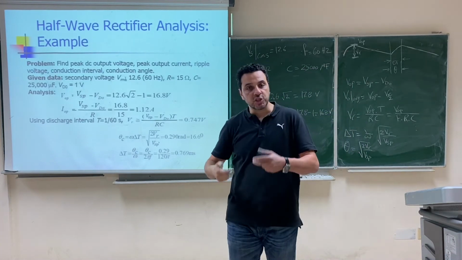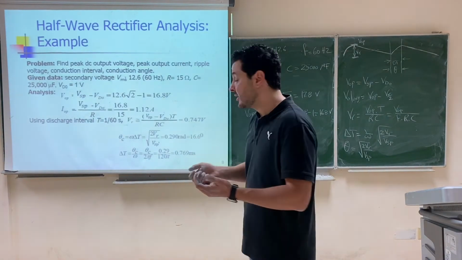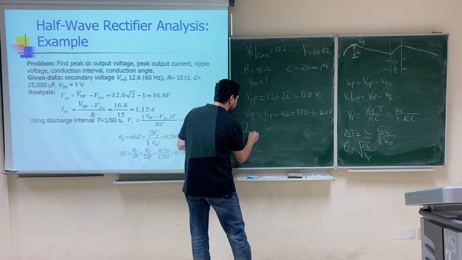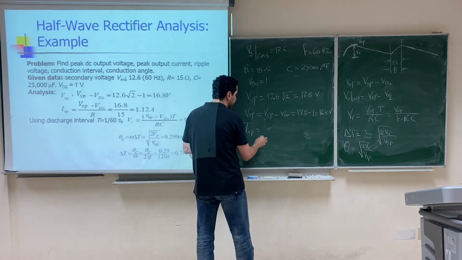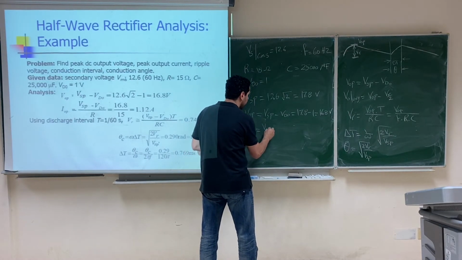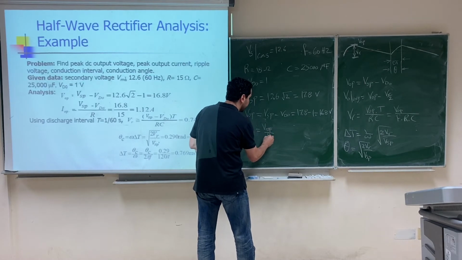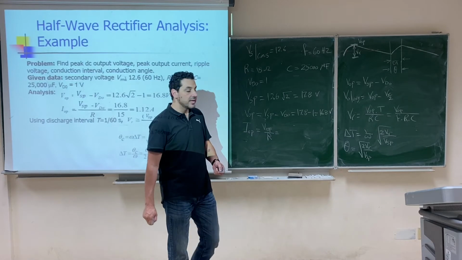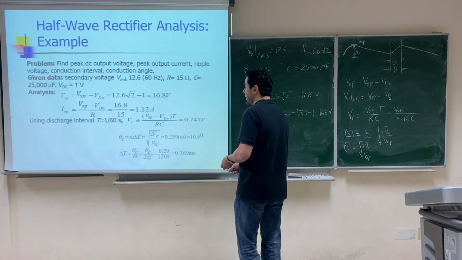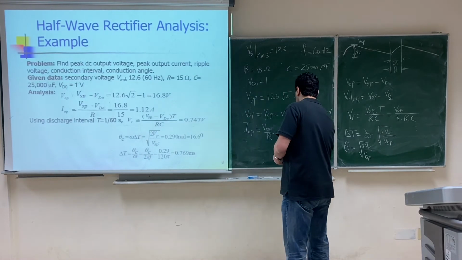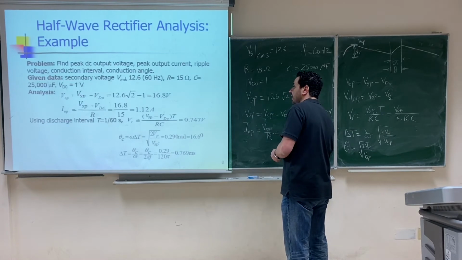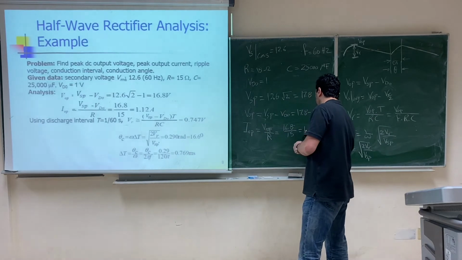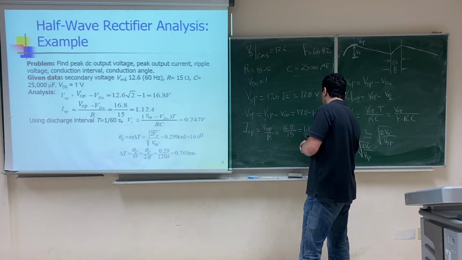From the peak output voltage, you can calculate the peak output current. The peak output current is the peak output voltage divided by the resistance. This is the maximum current that will go to the load, right? It will be V output peak divided by R, 16.8 divided by R, which is 15 ohm. This will give you the peak output current to be 1.12 ampere.